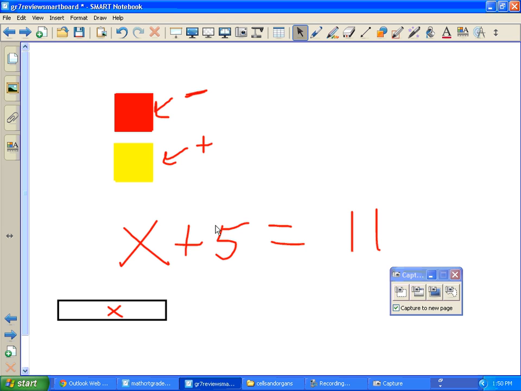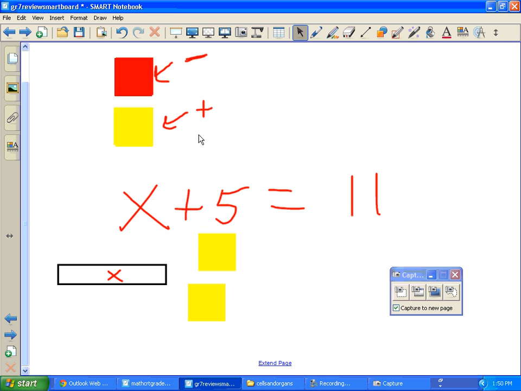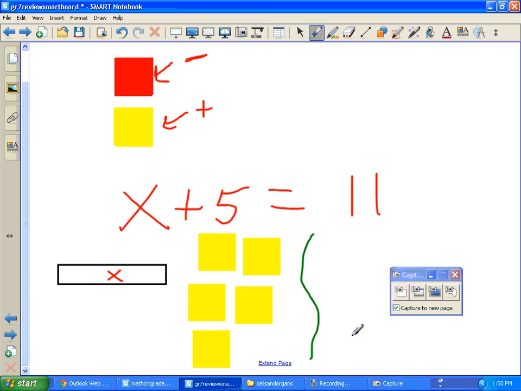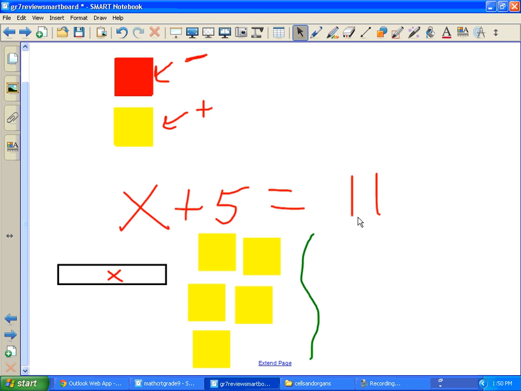Now I'm going to take my plus 5. So I'm going to need 5 of these guys. 1, 2, 3, 4, 5. Now my equal sign will be represented by a nice looking squiggly, kind of like this. There we go. And of course, on the other side, I'm going to need 11.